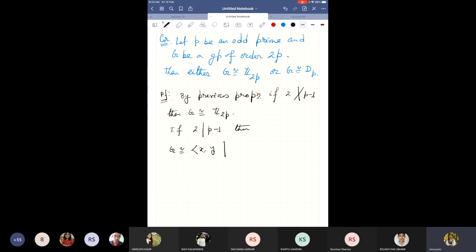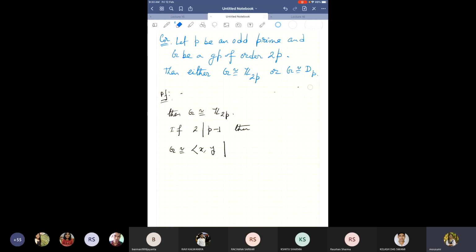Now, how is it possible that 2 does not divide p minus 1? Because p is an odd prime, so it will always be divisible. So this case will never arise, right? Yes, ma'am. Okay, fine, you are correct. So maybe we don't have to consider it. So this case will never arise.